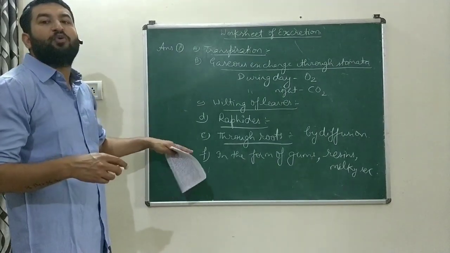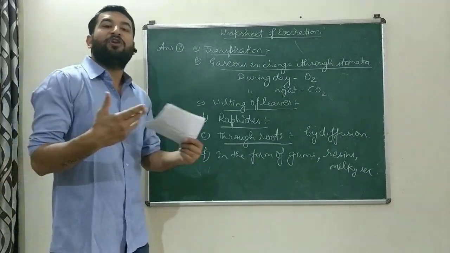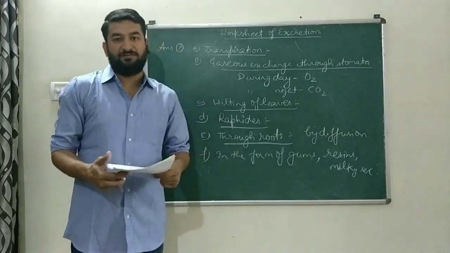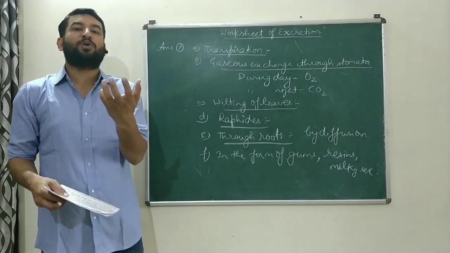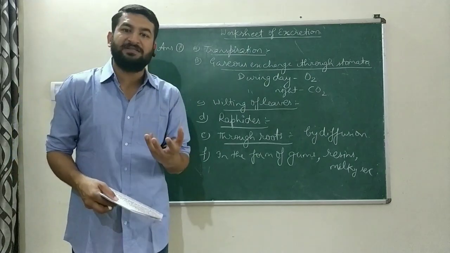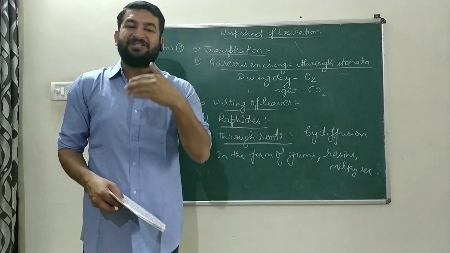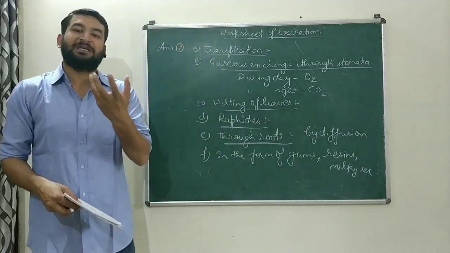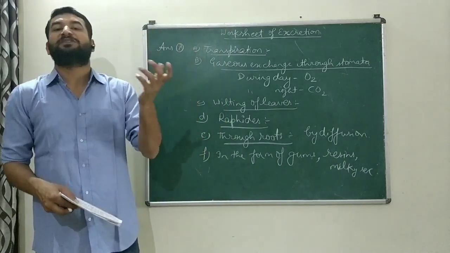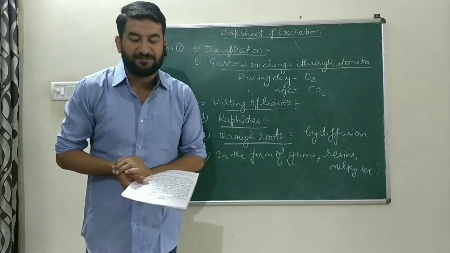In that, you can write one more point, and that is removal of ripened fruits. The ripened fruits also contain certain waste products of the plants. When those ripened fruits shed off, detach from the plant, those ripened fruits contain the waste. And that's how the waste products are removed by the plants.